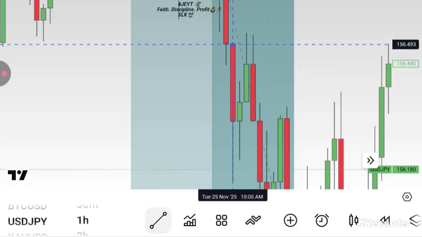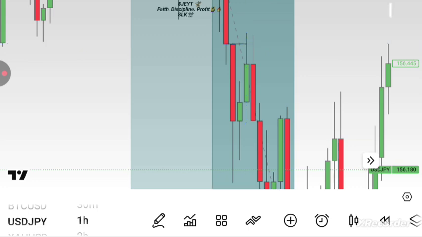Price formed an open close key level here. There was an open close key level here. As soon as price tapped that open close key level, it rejected and closed below. Once you see a rejection and a close below that open close, you move one time frame lower.